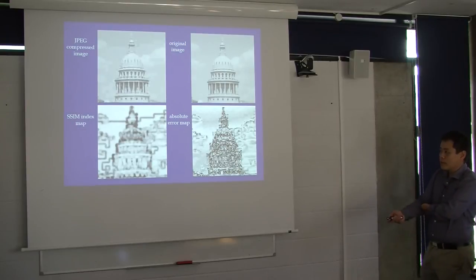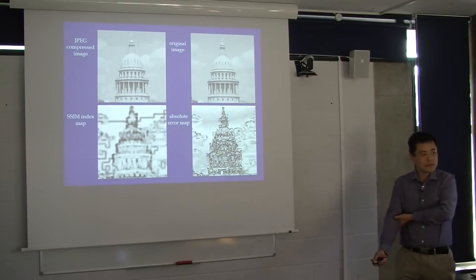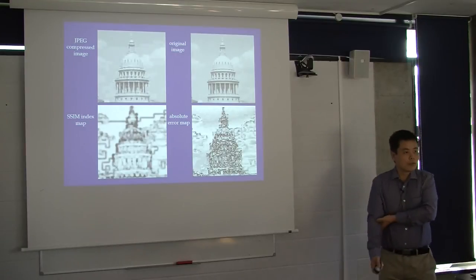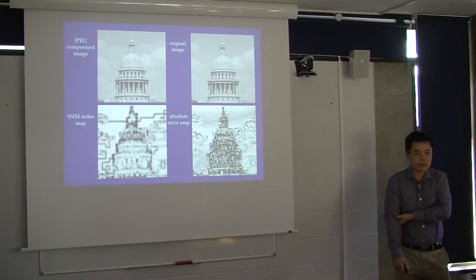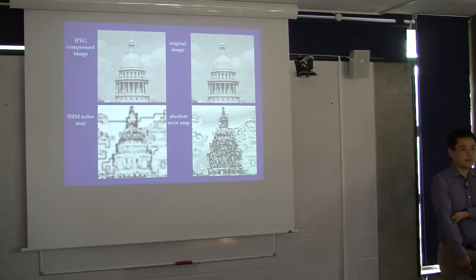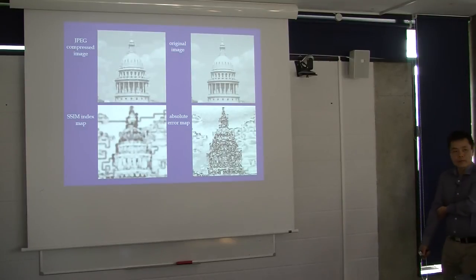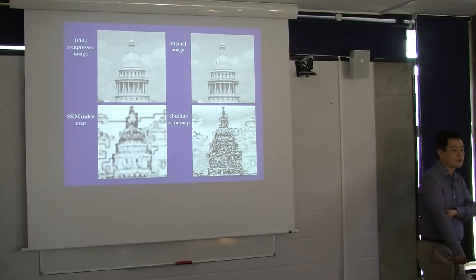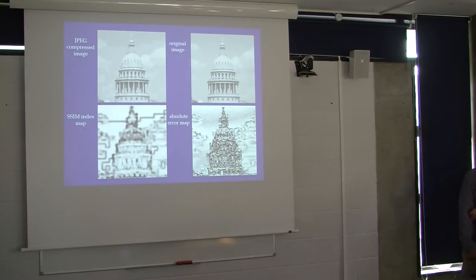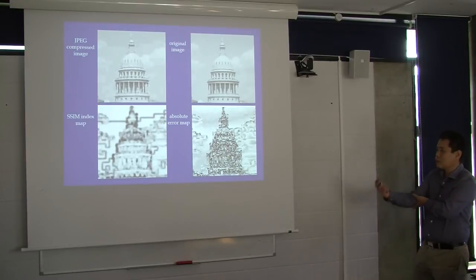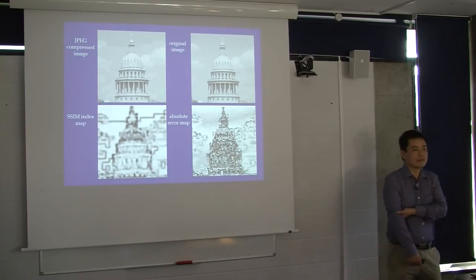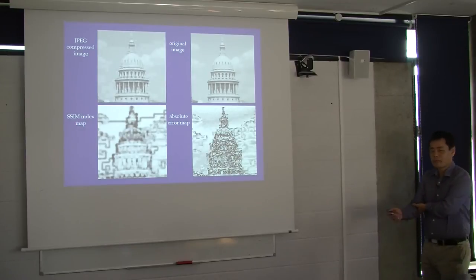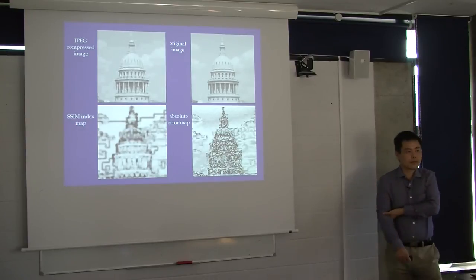So what you really want is the bottom left structure similarity map. It tells you the blocking artifact is dark, you have a problem. The boundary of this building, you have problems. Right? So this actually gives you a good motivating example. If you have a good image quality assessment tool, how are you going to use it? You can use it to predict quality, but you don't want to stop there. You also want to use that to optimize algorithms, for example, optimize image compression.